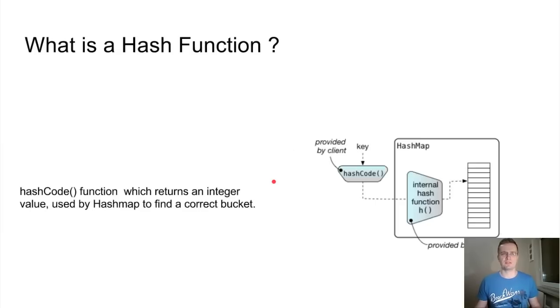What is a hash function? The hashCode function returns an integer value used by HashMap to find the correct bucket. There is also an internal hash function which is provided by the implementation of Java, because the creators of Java didn't trust the hashCode functions provided by each of the objects itself. So it is up to you to provide the hash code, but the internal hash function will also be used to find the correct bucket.